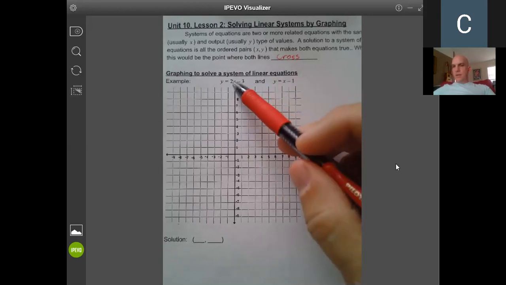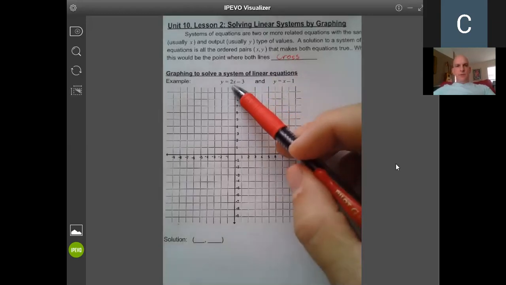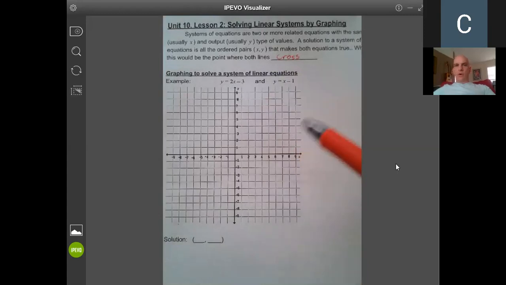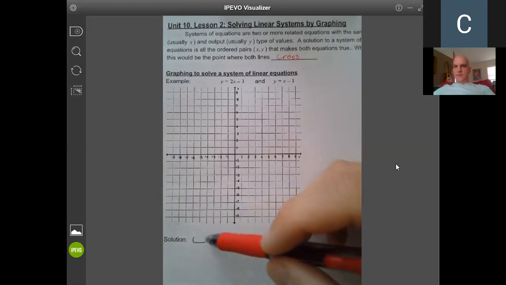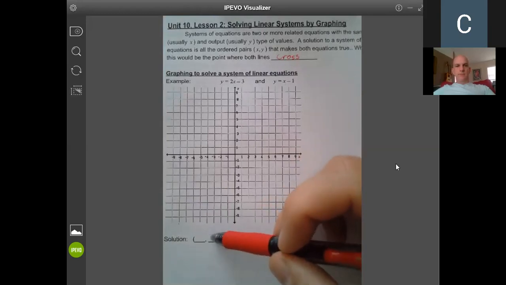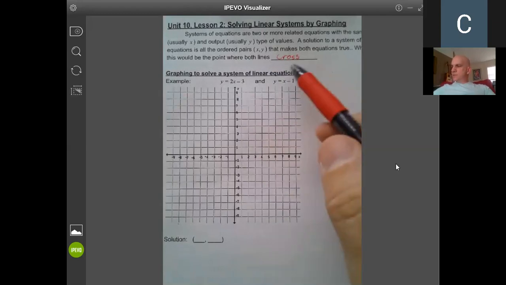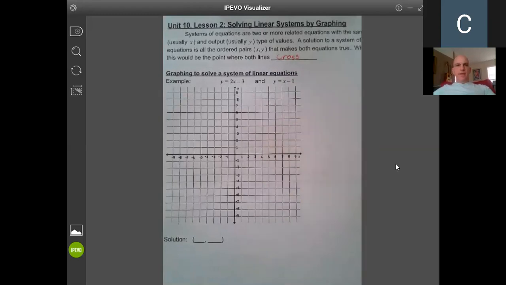Let's talk about how to graph this one first, and then we'll come back and graph this one and see where they cross, because that's what we're going to be looking for as our solution. Our solution will be that x, y value where these two lines cross. Make sure to get that filled in on the blank, because that's what we're looking for.